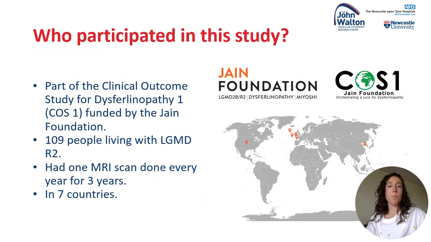This research was part of the clinical outcome study for Dysferlinopathy, the largest natural history study funded by the Jain Foundation, focusing on this type of limb girdle. 109 participants were enrolled in this sub-study, and they were scanned yearly for 3 years in 7 participating centers across the globe.